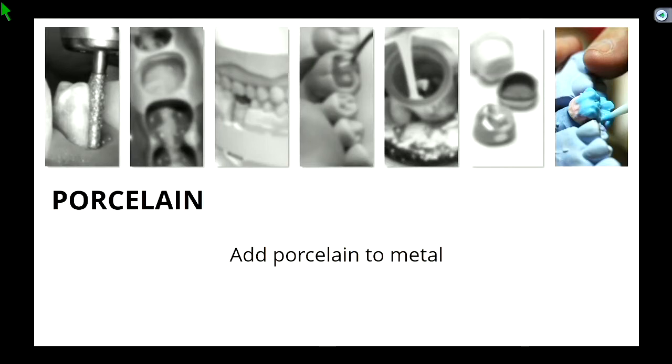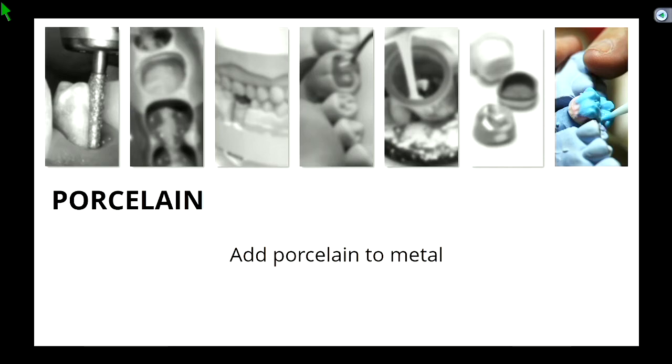our casted restoration. So just to pick up from where we left off, once we have our wax up done, we're going to invest our wax up. We talked about 3 different investments, right? We talked about gypsum, phosphate bonded, and ethyl silicate. And those are the categories of binders in this investment material. So the binder is the stuff that holds everything together.